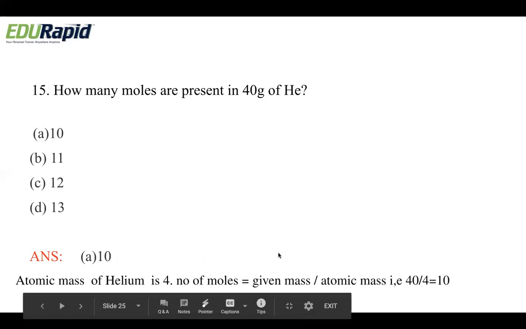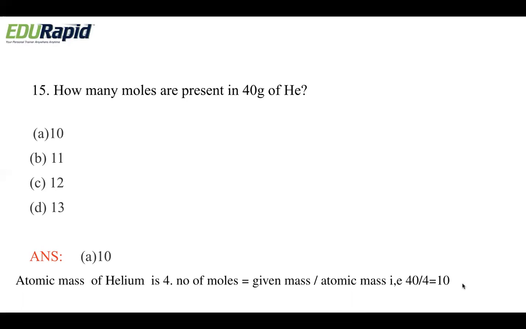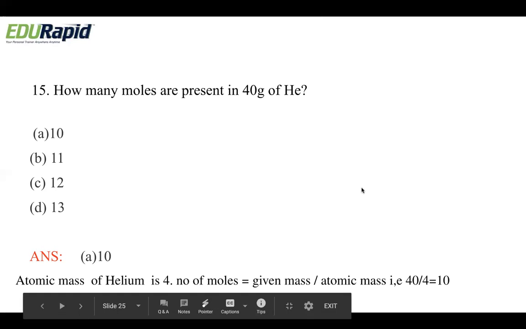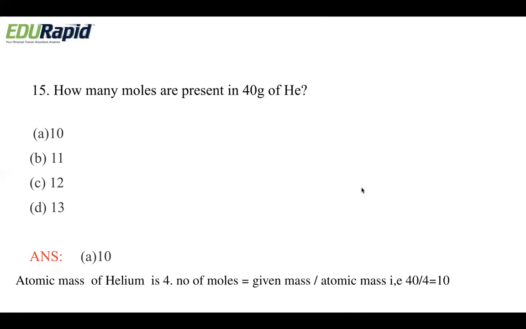So the atomic mass of helium is 4. So number of moles is equal to given mass. What is the given mass? 40. Divided by actual mass. What is the actual mass? 4. So what will you get? It is 10. So 10 moles is the answer.